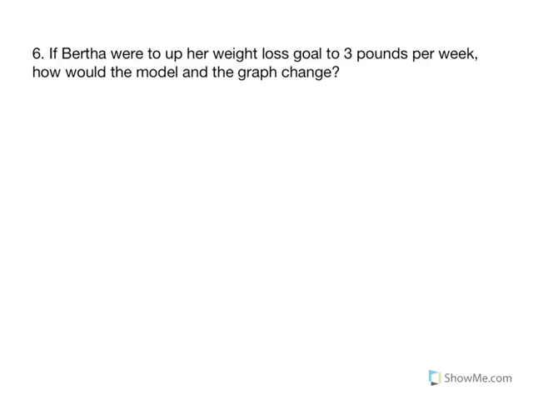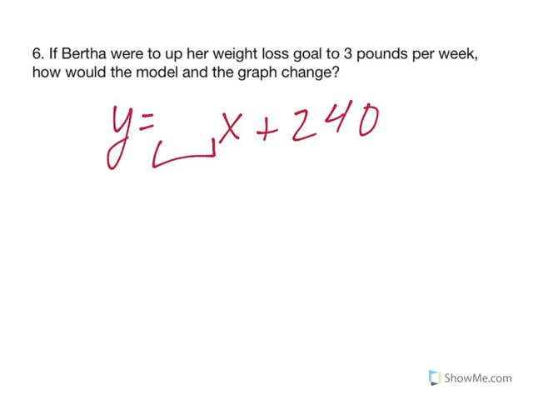And number 6, if Bertha were to up her weight loss to 3 pounds a week, how would the model and the graph change? Well, the model, hopefully you know, is pretty easy. She's still starting at 240 pounds, but instead of losing 2 pounds a week, she wants to lose 3 pounds a week. So the model simply changes from a negative 2 to a negative 3.